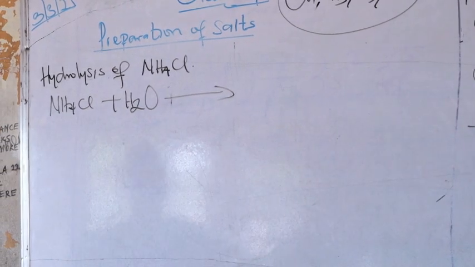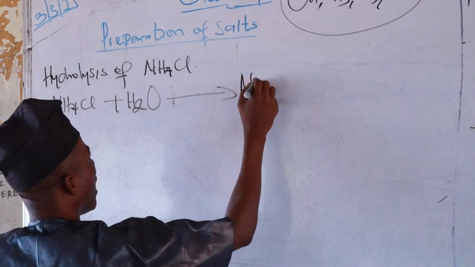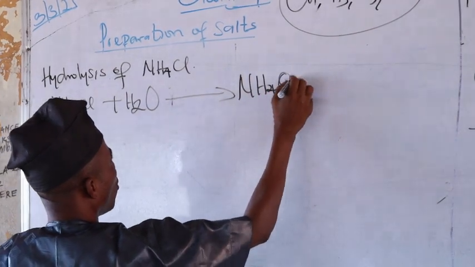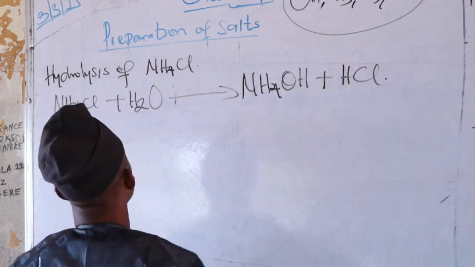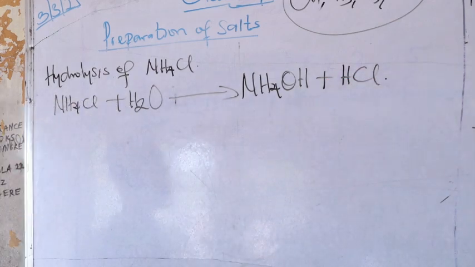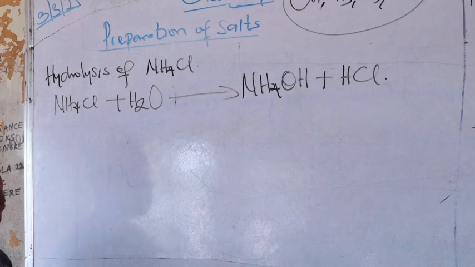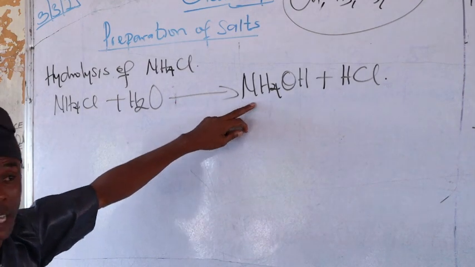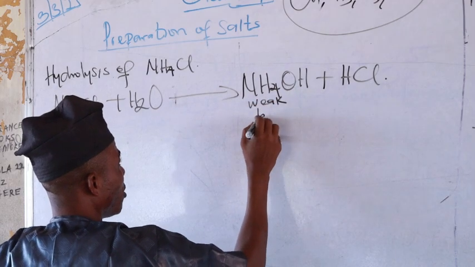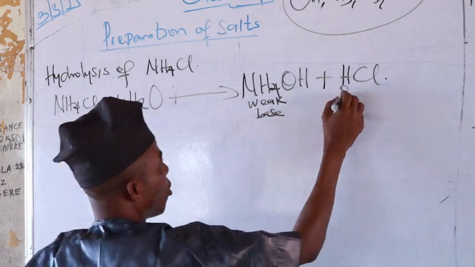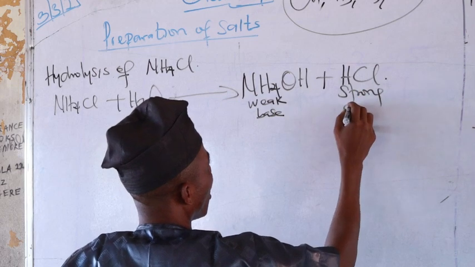Ammonium hydroxide, and so we have NH4OH plus HCl. Now, what type of base is ammonium hydroxide? This is a weak base. And this is what? Strong acid.